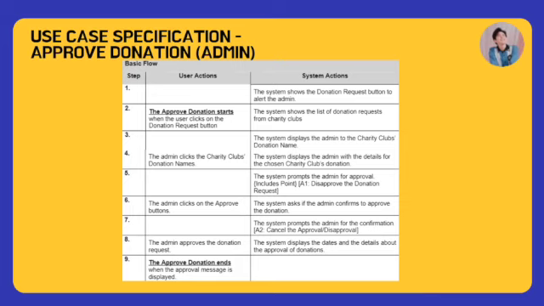Before the approved donation use case starts, the system will show the donation request button to alert the admin that there is some donation request from the charity club. Then when the admin clicks on the button, the approved donation will start, and the system shows the list of donation requests from charity clubs. Then it will display to the admin the charity club's donation names, and admin will choose any charity club donation that he wants to approve.